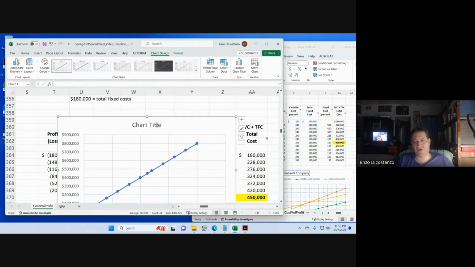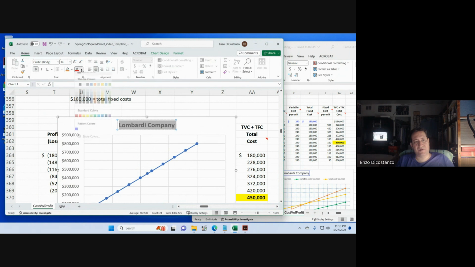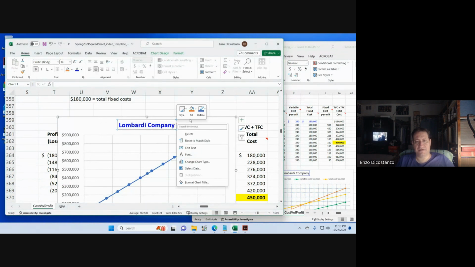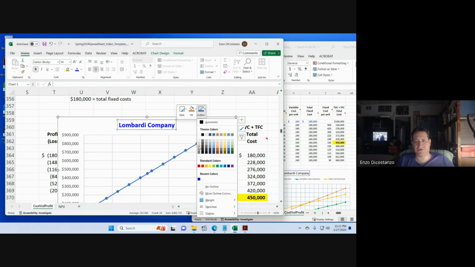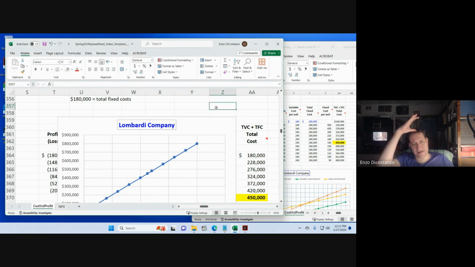Right away you go to chart title, Lombardi Company. Whoops, I don't want caps. I'm going to bold that a little bit. You could even make it a nice blue. Make sure you spell it right. And a nice outline, you could do a nice little gray outline. That's probably the way to go.